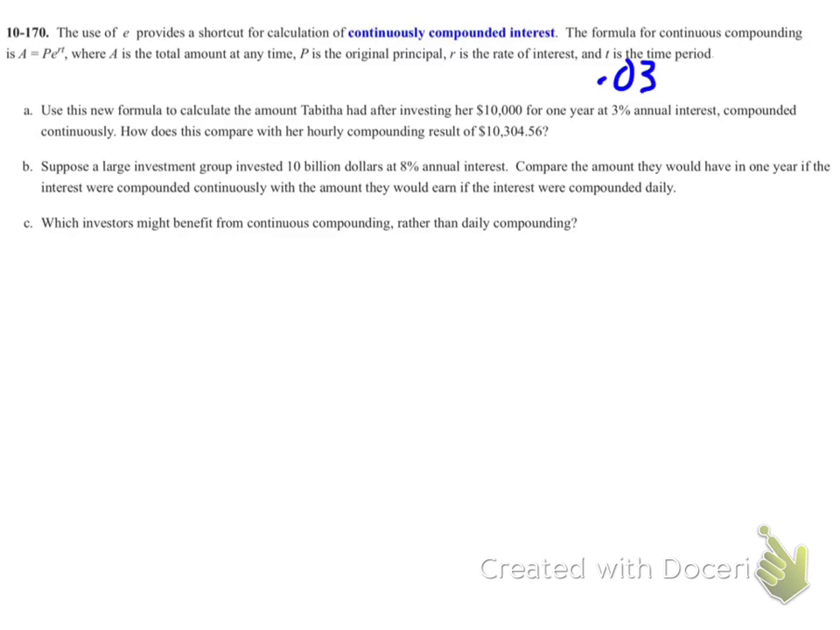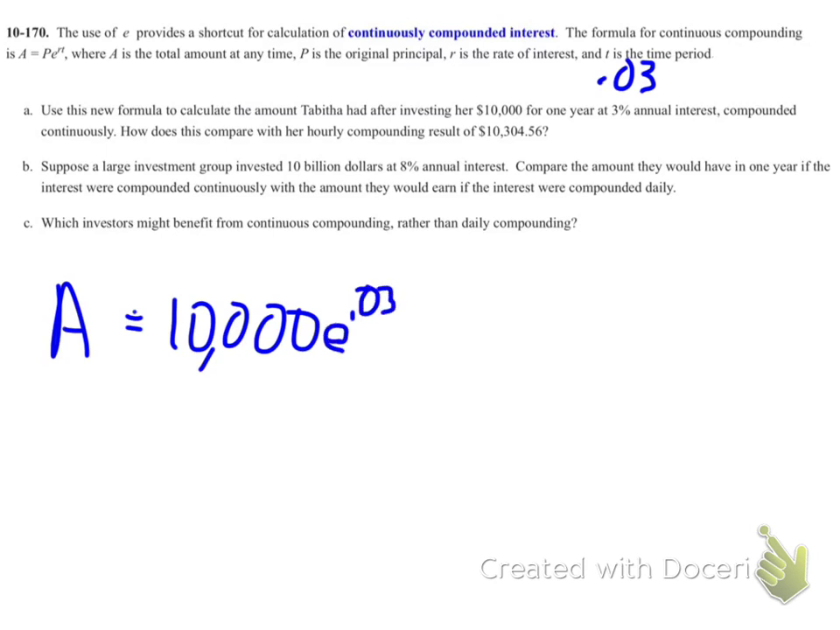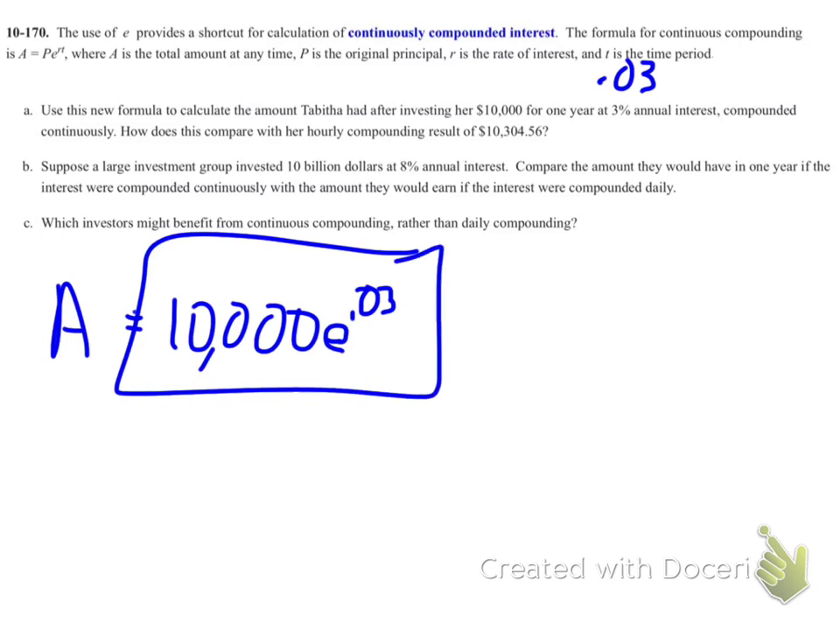So for problem A, what we're going to have here is 10,000, that's our principal, times e to the 0.03 times 1. Now that exponent, 0.03 times 1, we don't need that times 1. It's just going to end up being 0.03. So this is essentially what I need to put into the calculator.